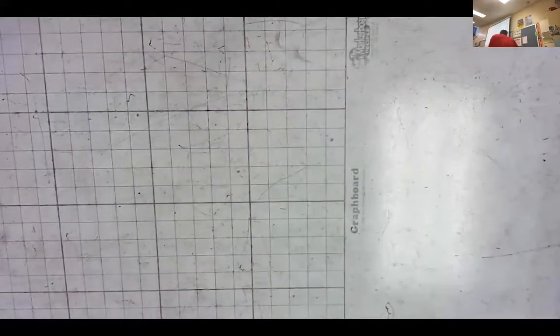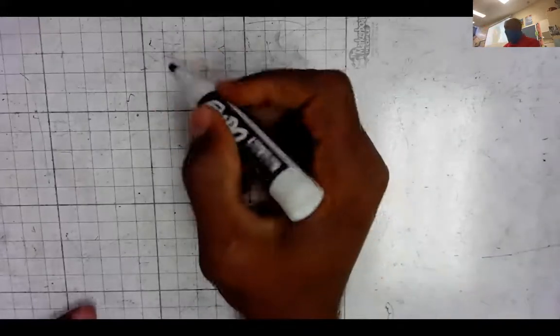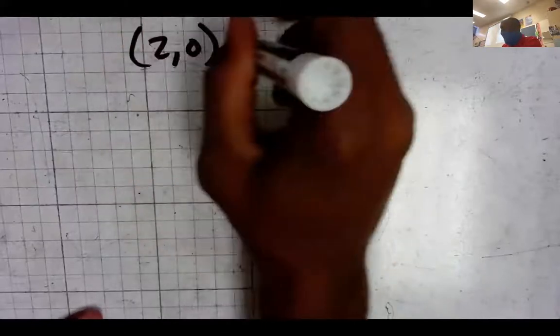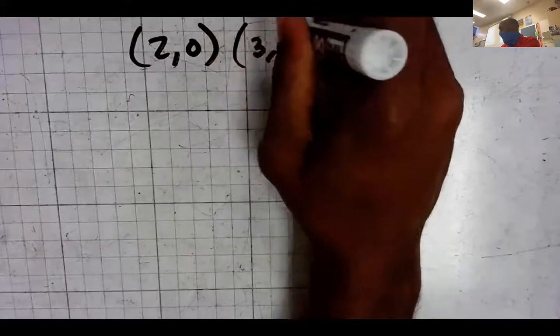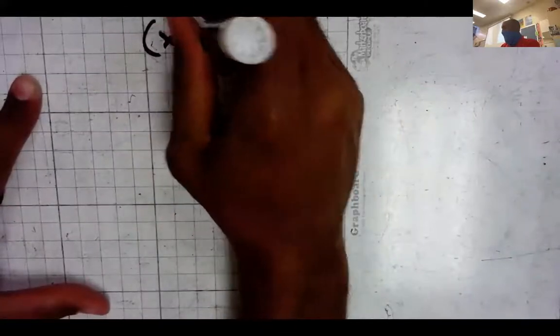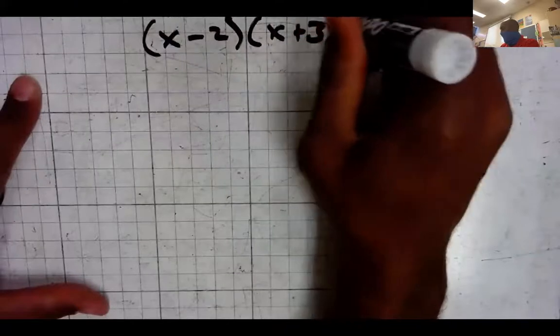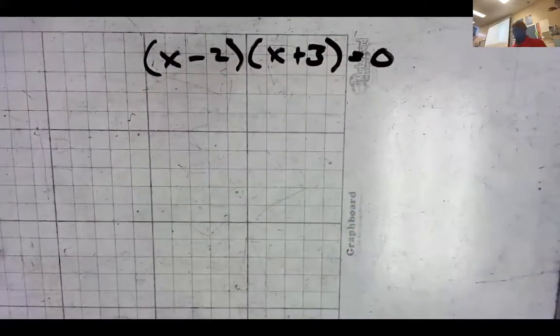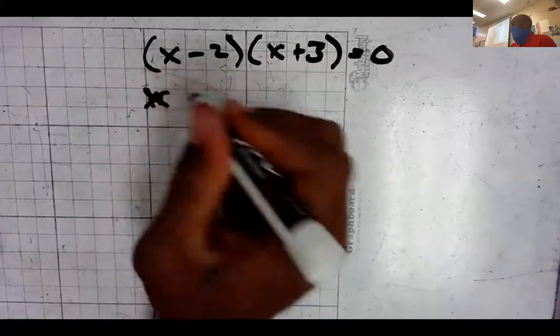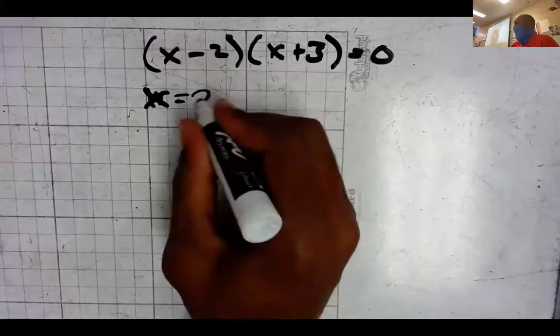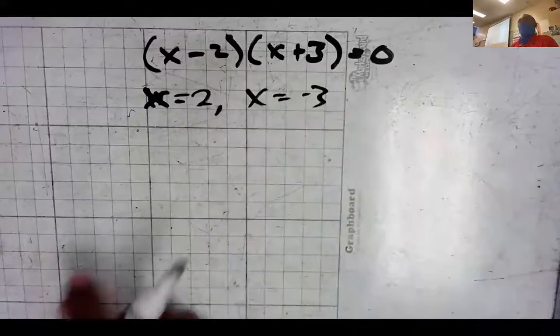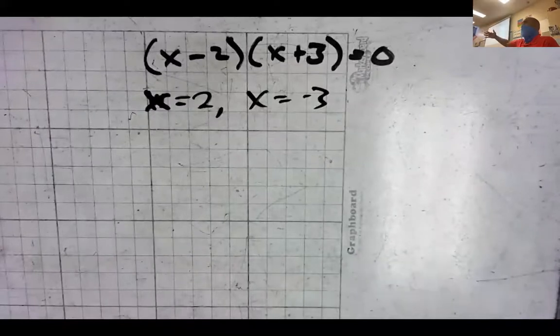I get a good marker? Okay, so let's just say I've got 2, 0 and 3, 0. Actually, matter of fact, let's go over what you guys are more familiar with first. Say I have x minus 2 and x plus 3 equals 0. If I asked you guys, what are the solutions? What would you tell me? Good. You basically took the number and then did what with it? Flip the sign.